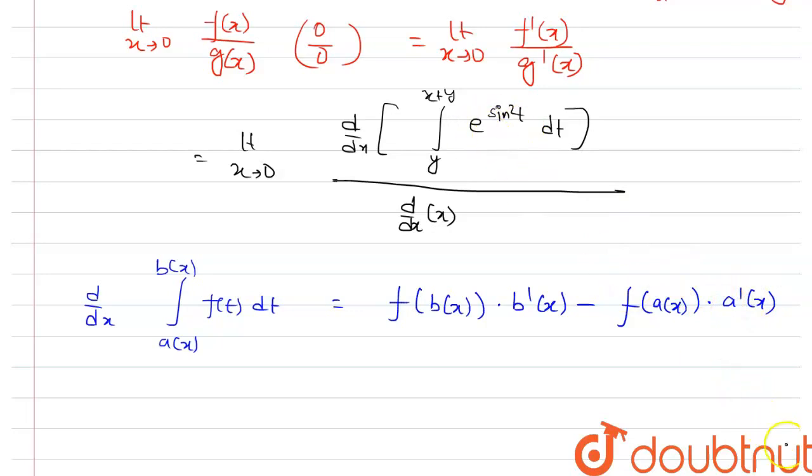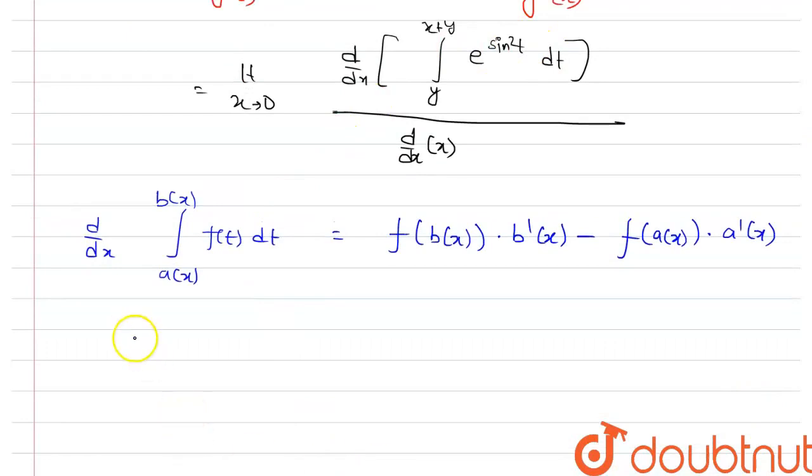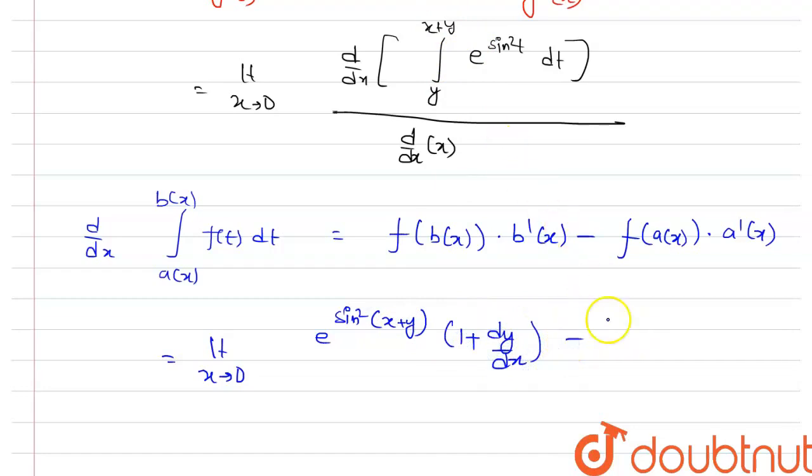So similarly, we can say that the ddx of this integral will be equals to limit x tending to 0 f of, that is e to the power sin square of the upper limit of the integral, that is x plus y, into differentiation of x plus y, that is 1 plus dy by dx, minus e to the power sin square the lower limit, that is y, into ddx of y. So dy by dx, and dx by dx will be equals to 1.